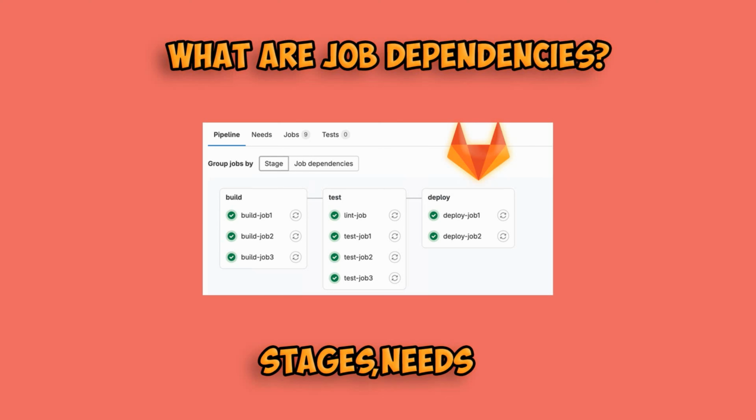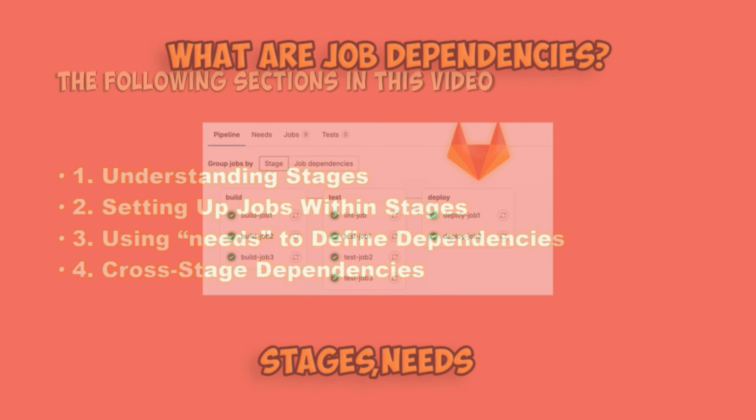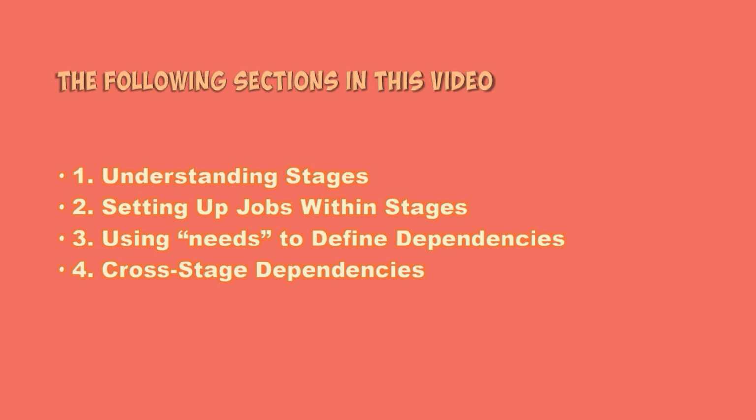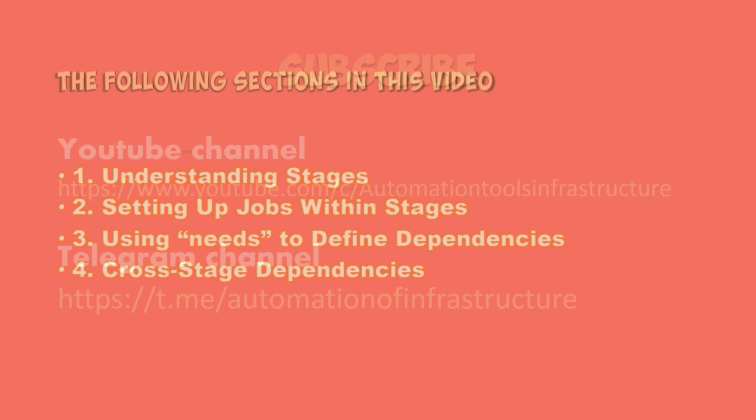Today we're diving into a super important concept in GitLab CI/CD, job dependencies. Understanding how jobs depend on each other within different stages is key to building a smooth and efficient pipeline. Today we will start with stages, then set up some jobs within these stages. We'll define job dependencies with the needs keyword, and finally we're gonna use needs to create dependencies across different stages.